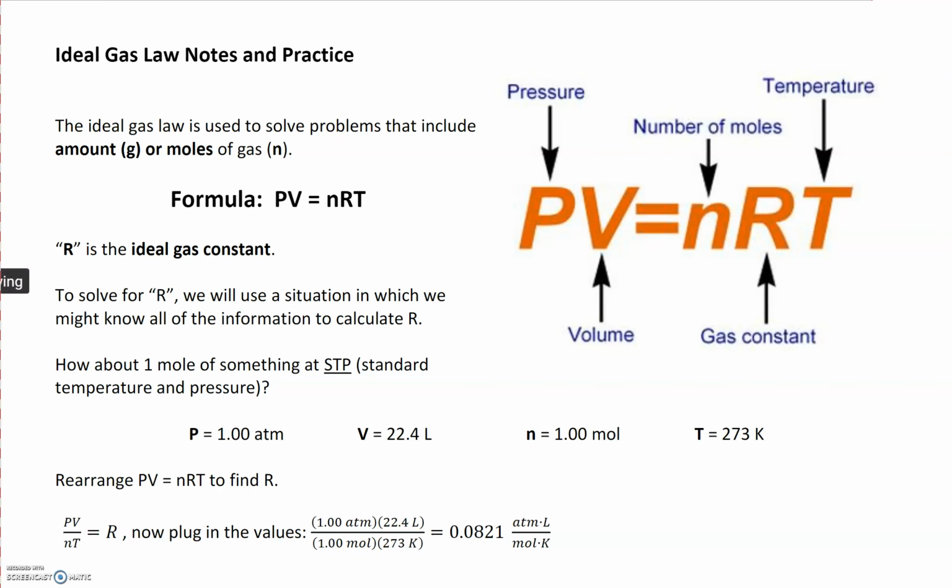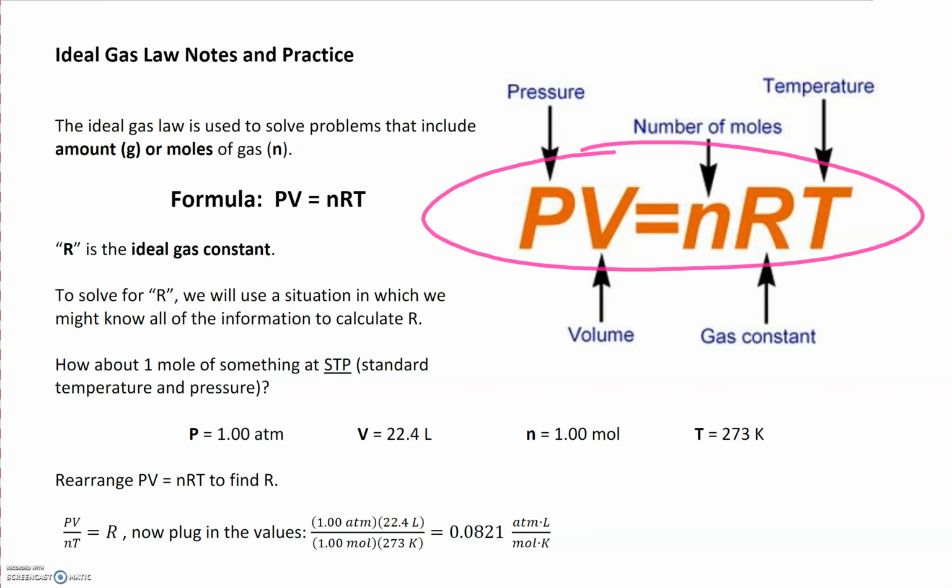Okay, today we're going to talk about the new formula, which is the ideal gas law, and you can see that is right here. PV equals nRT. So the way it's going to work is you'll have 4 of these variables, and you'll have to solve for the other one using a bit of algebra.